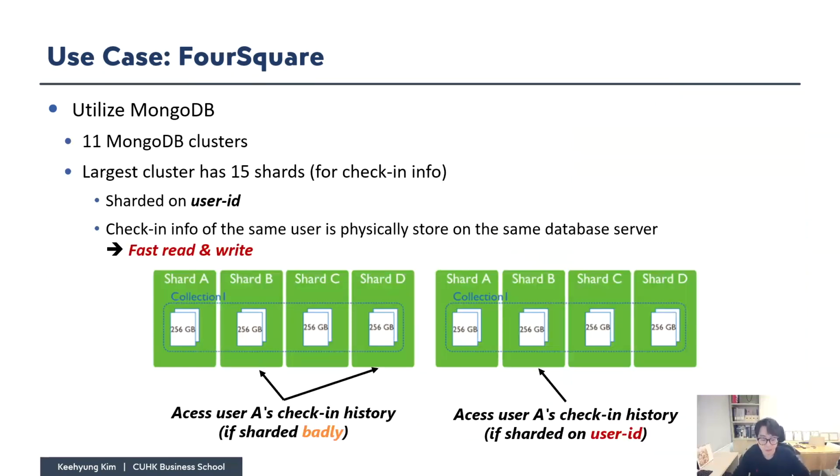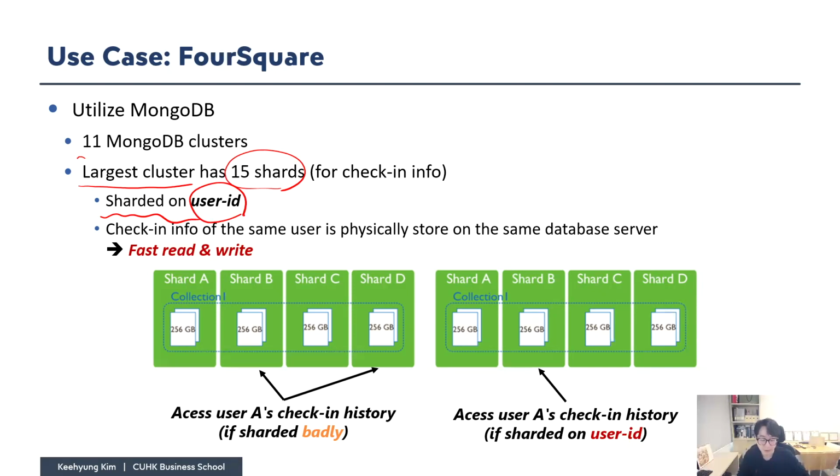Foursquare utilized MongoDB for sharding. The main reason Foursquare chose MongoDB was the ease of its sharding feature. At that time, Foursquare had about 11 MongoDB clusters, and the largest cluster had 15 shards to store check-in information. To keep the check-in collection, meaning all the documents inside it, they sharded it based on user ID.